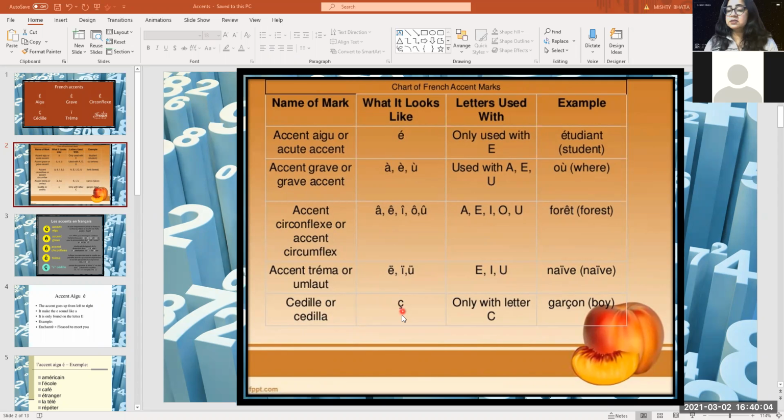This is the accent, and it is only used with the letter C. The example is garçon. To make the sound soft, we use this accent.